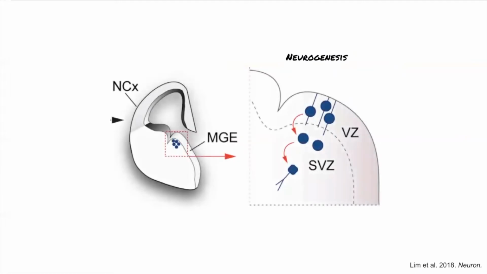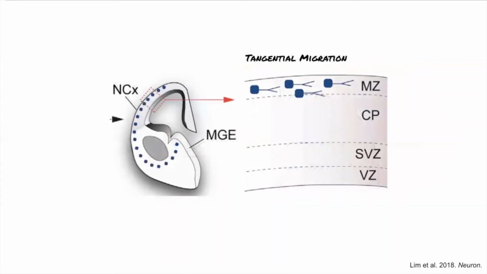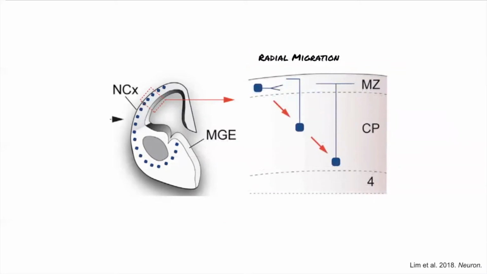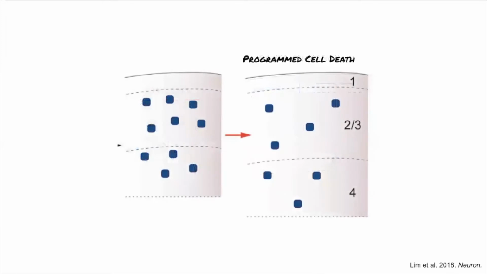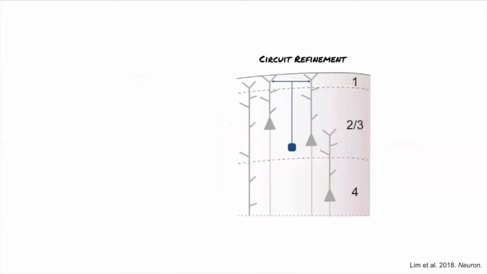The development of interneurons starts initially with neurogenesis of the precursors in the ventricular zone, then goes through two different migration processes to get to their destination. Initially, a tangential migration from the ventricular zone to the neocortex, then a radial migration to the specific lamina in the neocortex before they go through the maturation process, which consists of programmed cell death in order to hone down to the right amount of interneurons and through circuit refinement, where they correct synapse formation and firing.